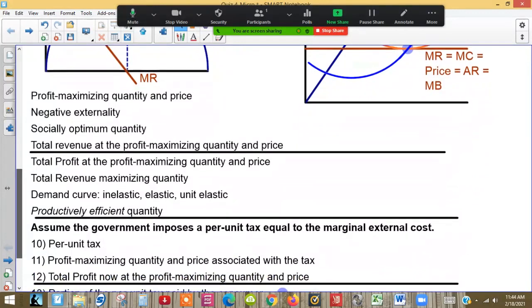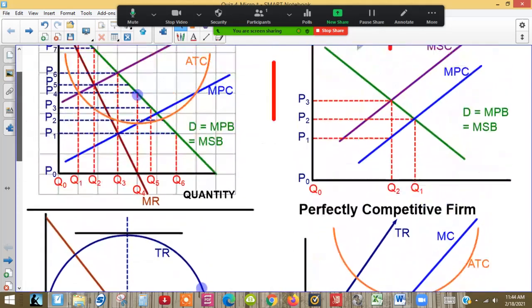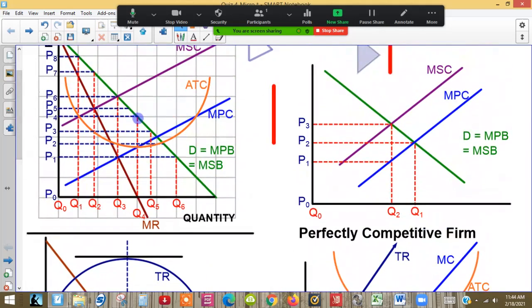Now we're going to look at a last thing here. Where's the productively efficient quantity? And we know that's where average total cost is minimum, and that is where average total cost equals marginal private cost. That's always going to be the minimum point of average total cost. So this firm would be productively efficient at quantity Q4.